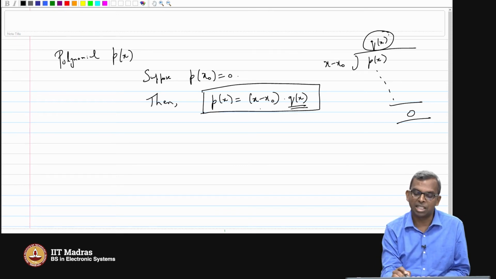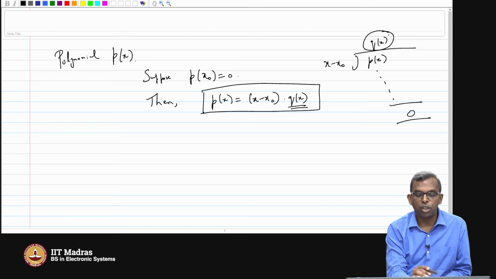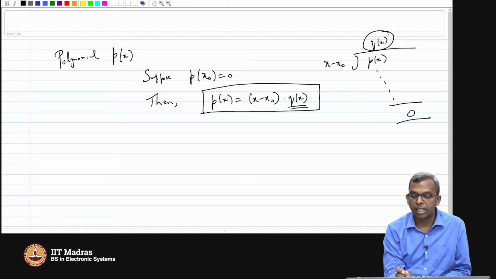You may know some other algebraic identity which will directly tell you this, but this is the basic principle. If you find that for any polynomial p of x, it goes to 0 somewhere, at some value x naught, then it turns out x minus x naught is a factor of the polynomial. P of x is x minus x naught times q of x.